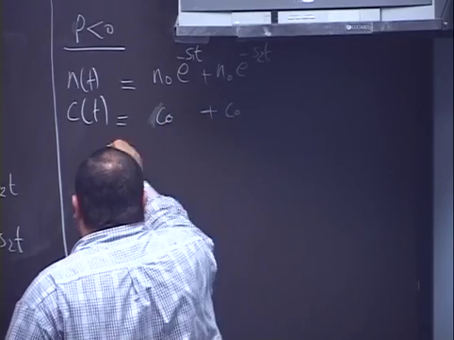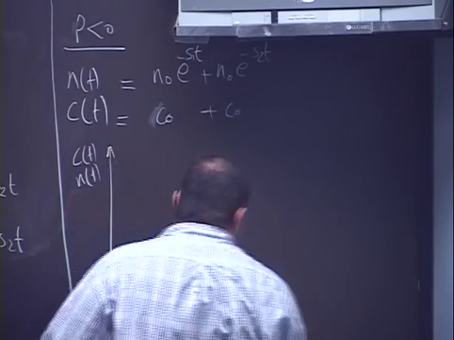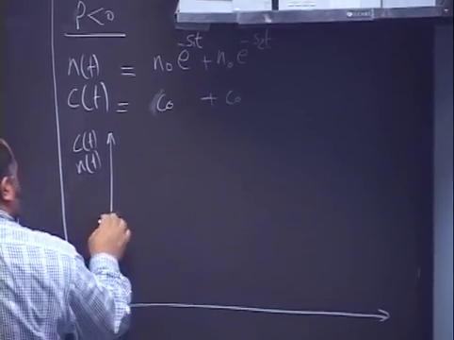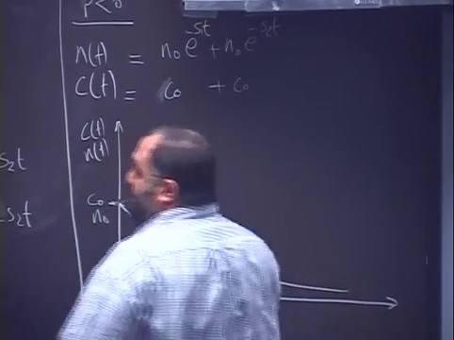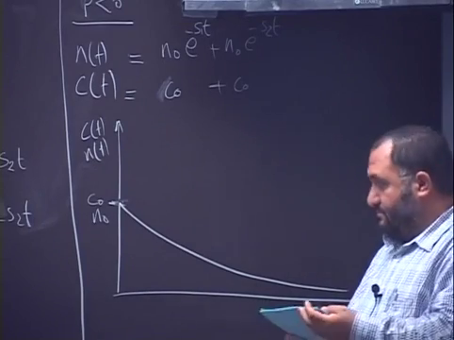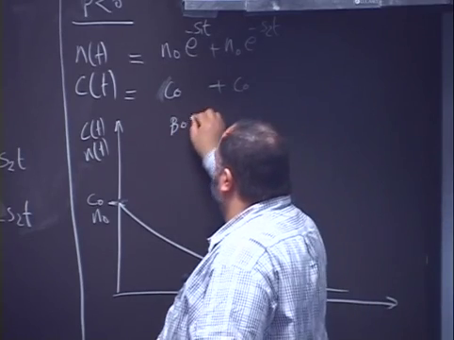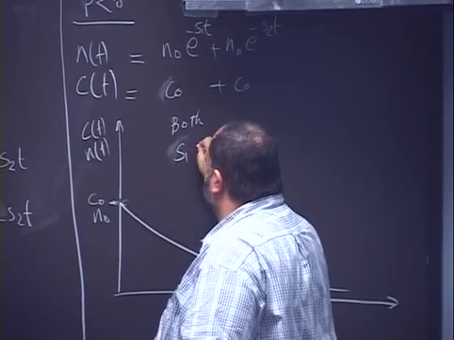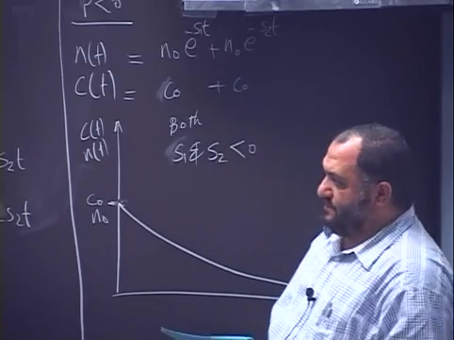And if you plot C of t and N of t, and you start from a critical situation with N naught and C naught, you will have a decaying function like this. And here both S1 and S2 are negative.